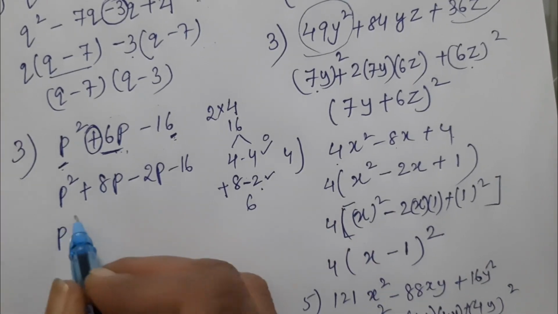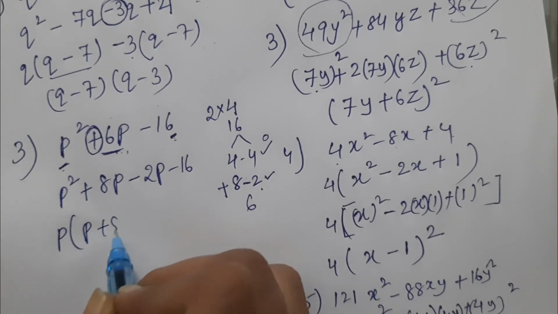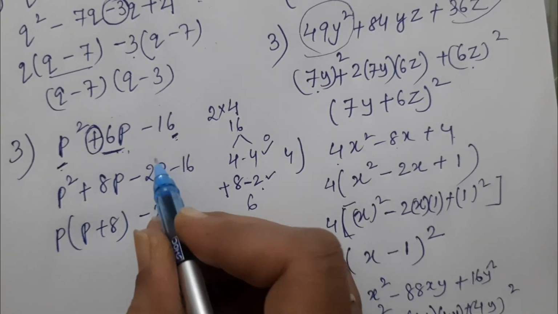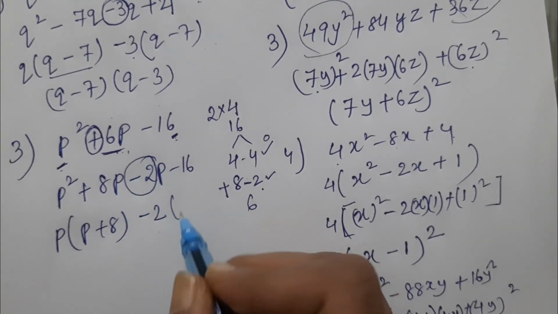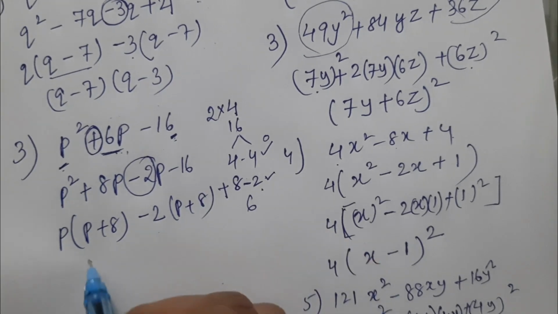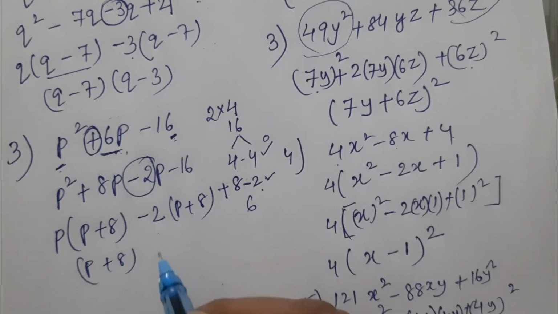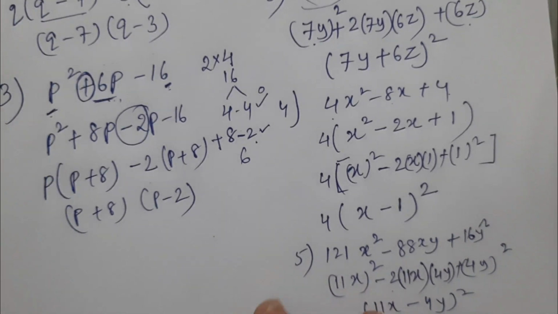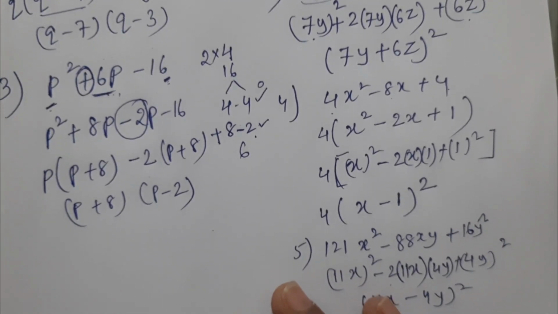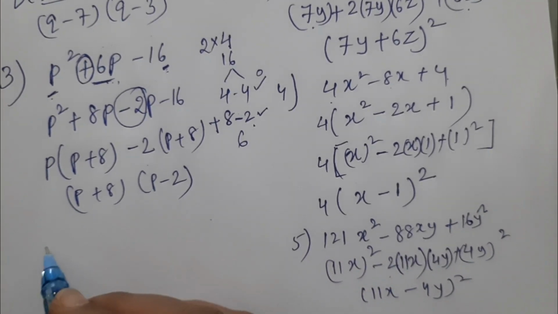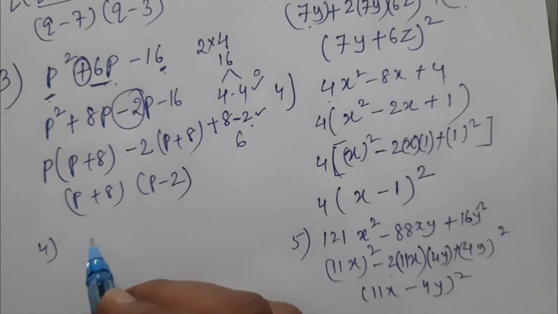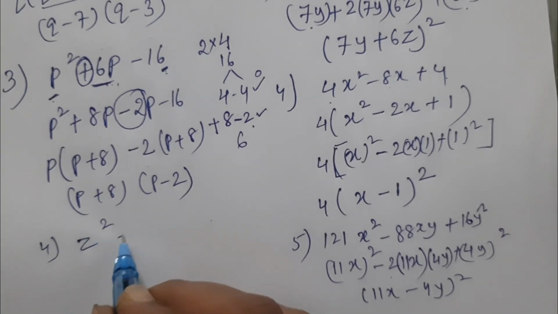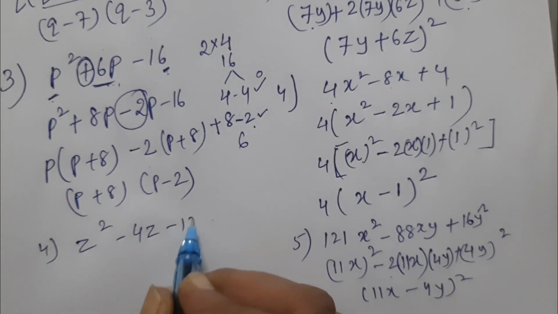Again p is common. So taking p common, p plus 8, minus 2. Whatever the number is there, write down. Repeat the same bracket. So p plus 8 is one of the brackets and p minus 2 is the other bracket. So here you can get how to solve the questions easily. Now the next one, one more example. It's z square minus 4z minus 12.